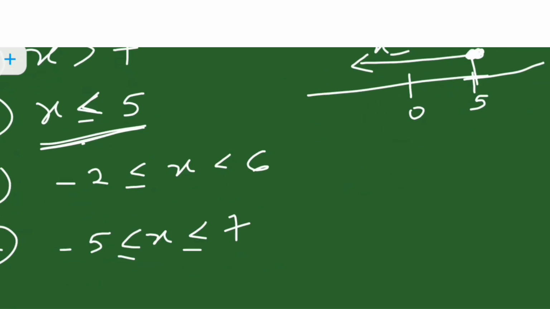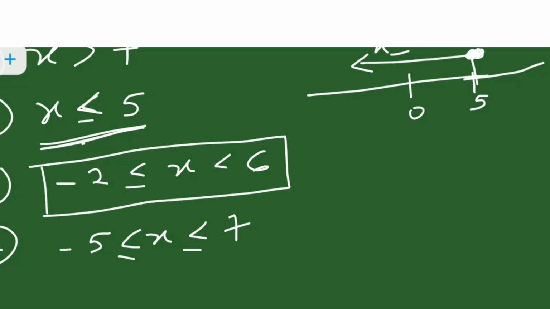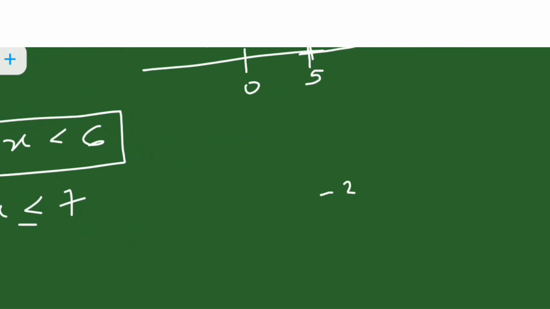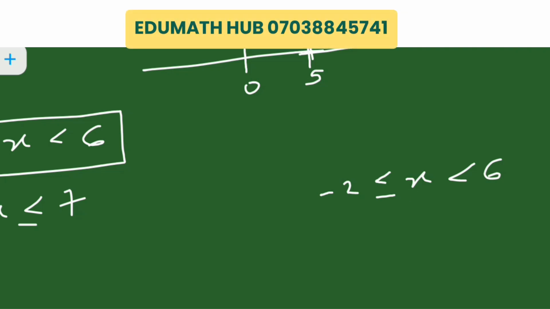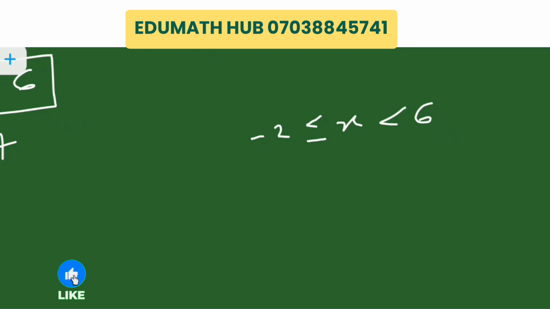Okay, then for this next one, it is telling you that x is in between minus 2 and 6. So you have minus 2 less than or equals to x less than 6. It means that x is bigger than minus 2. But that same x is less than 6. So if you draw it, it will look like this.